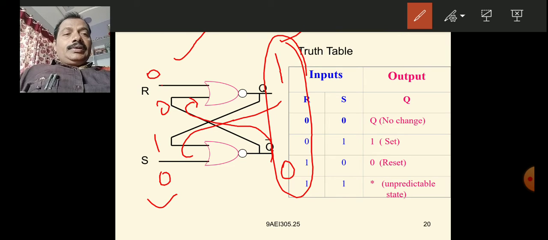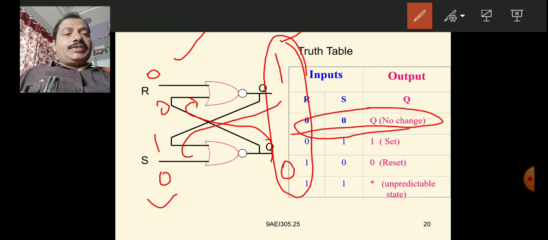That means the NOR latch is acting as a memory. It is storing the previous state. Assumed state means assumed outputs, means previous outputs. Those are all previous outputs. Now that is an important combination in this. No change means the latch will act as a memory element.